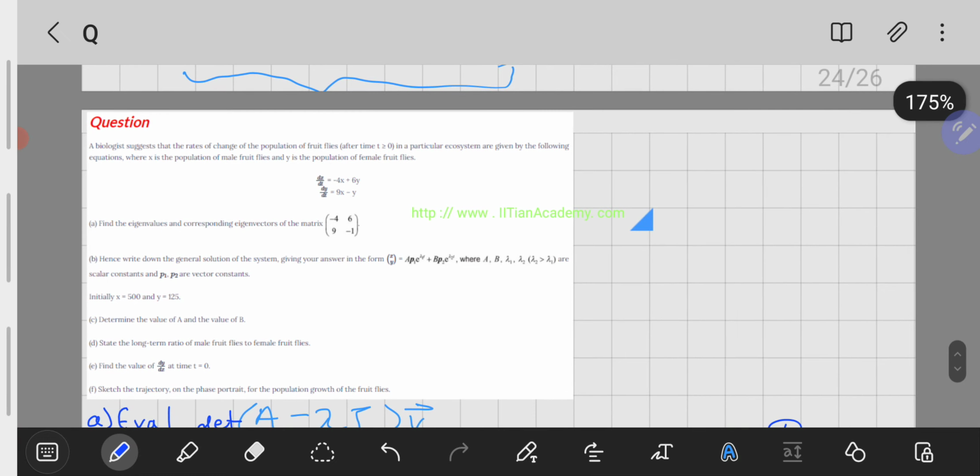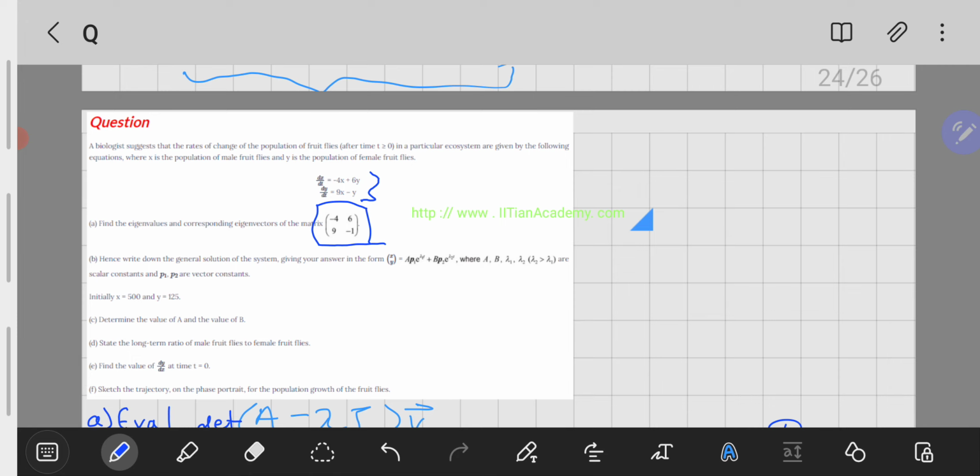Today we are doing question 7, where a biologist suggests some rate of change for a population of fruit flies after some time t equals 0, and the system is given by the following equations. The rates of change are given where x is the population of male fruit flies and y is the population of female fruit flies. Now the first thing we're asked is to find the eigenvalues of the corresponding matrix.